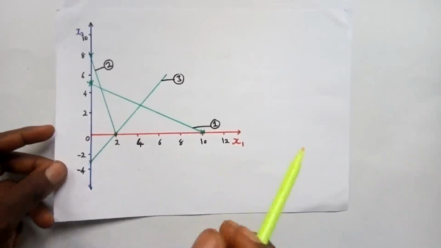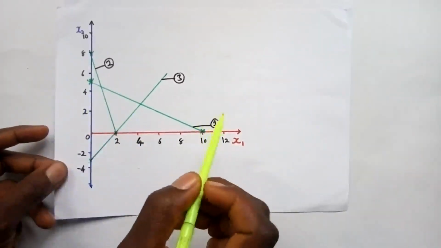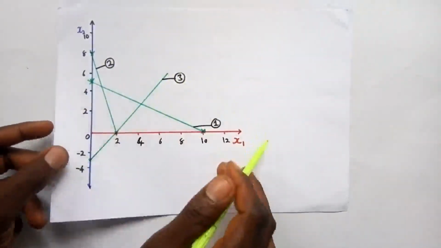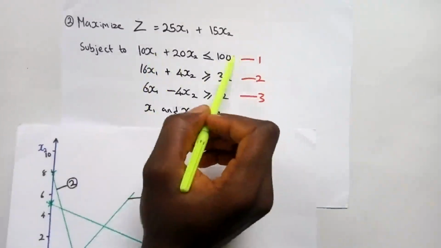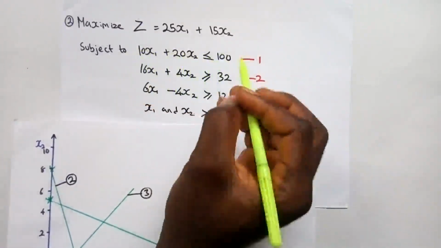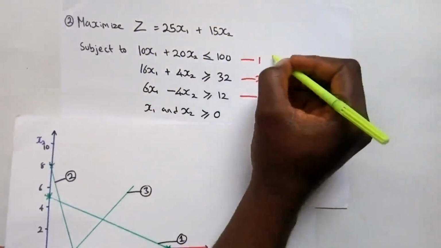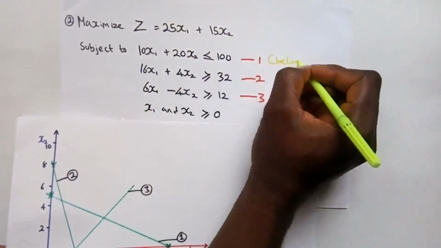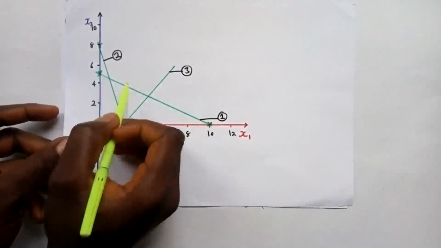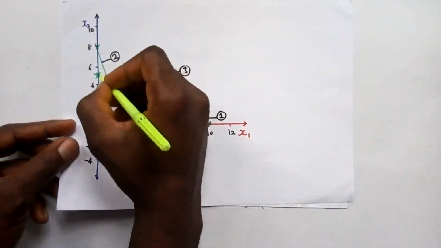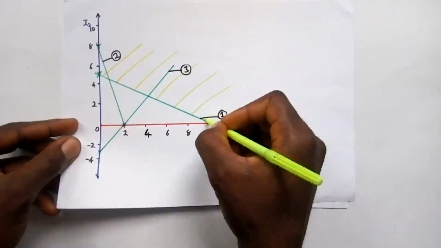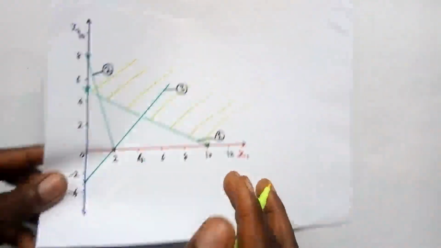We want to find the feasible region now. Look at the line for the first constraint, the line for the second constraint, and the line for the third constraint. From the question, the first constraint, 10S1 plus 20S2 is less or equal to 100. Less or equal to means that the feasible region is below the line. So look at the first line, the feasible region is below this line. It means that the space above this line is not the feasible region. So this space here is not the feasible region.